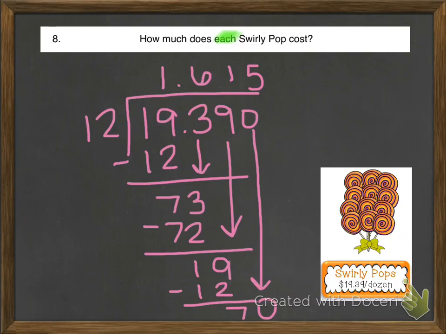Now, I brought down that 0 one more time because it's really important to get this number to see how our rounding is going to go. The 5 is actually going to round our answer up to $1.62 per swirly pop.